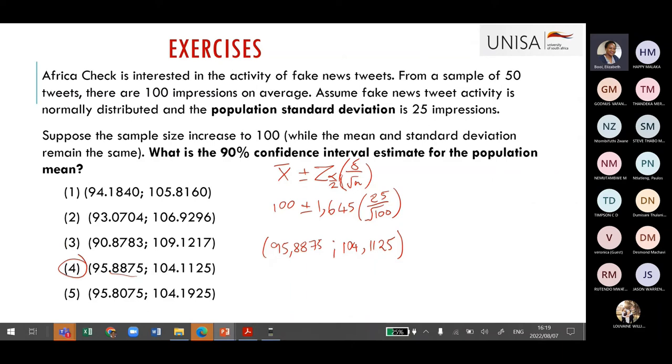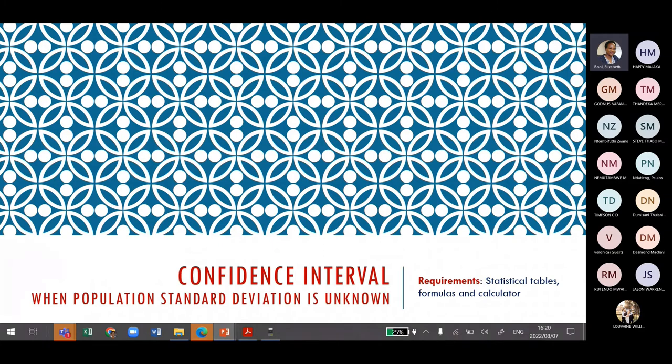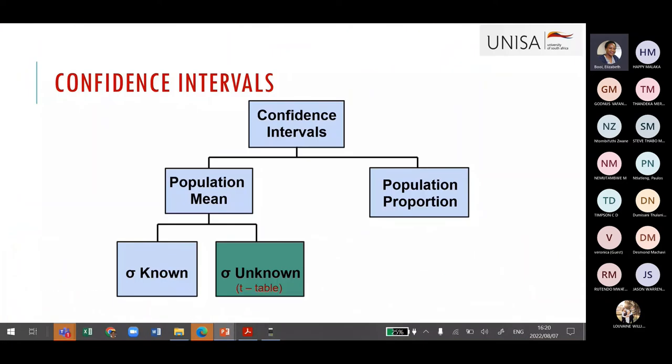Are there any questions? Okay. In the absence of questions, let's move on to when the population standard deviation is unknown. So now I can see that I'm running out of time as well. Okay. So when the population standard deviation is unknown, we're going to use the T table.